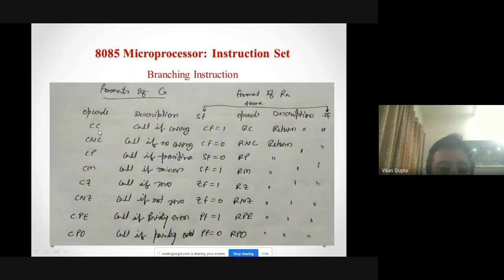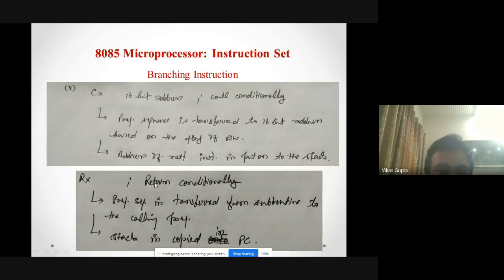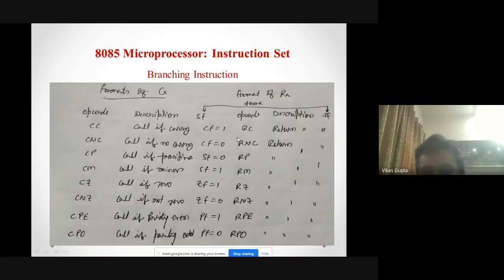Let's say CC, call if carry, call if not carry, call if the number is positive, call if the result is minus, call if the result is 0. And remember, in synchronism with the call instruction, we need to use the return instruction also. At the same time, that's why I'm showing you both: call if carry, return if carry, return if not carry, return if positive, return if negative, return if 0, return if not 0, return if the parity is even, return if the parity is odd.